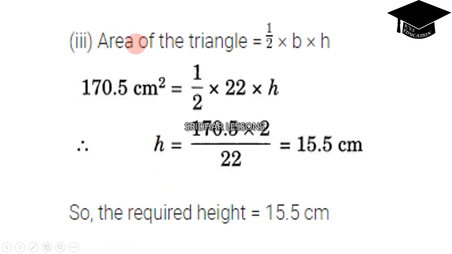Third one, the area of the triangle he was given is 170.05 centimeter square. This is equal to 1 by 2 into, he was given the value of B as 22, and we have to find the value of H. Therefore H is equal to 170.5 into 2 by 22. Upon cancellation we have got the value of 15.5 centimeters. So the required height is equal to 15.5 centimeters.